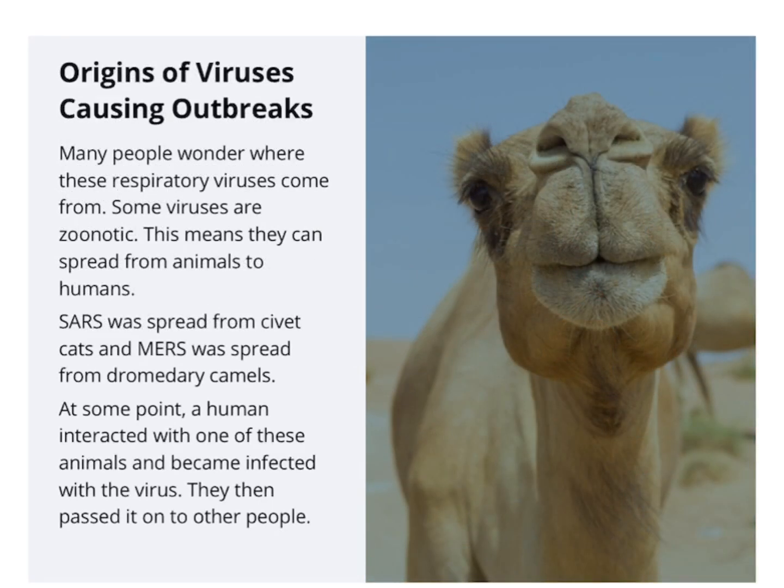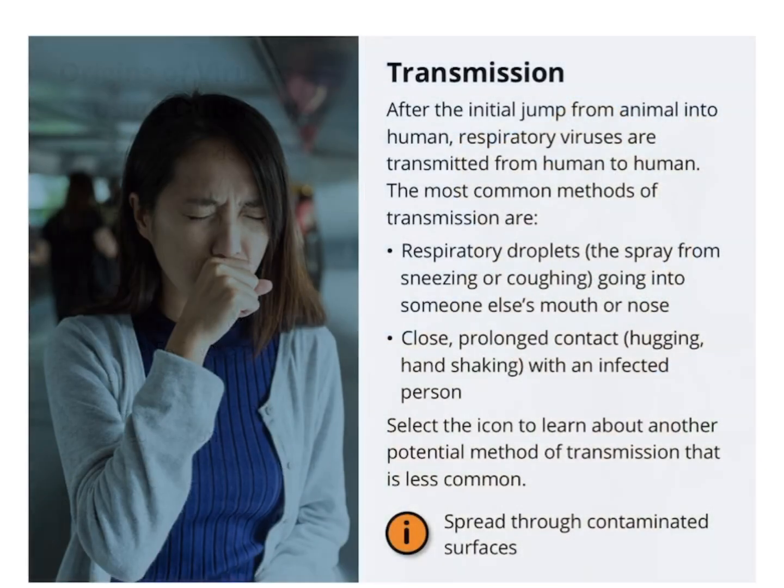Many people wonder where these respiratory viruses come from. Some viruses are zoonotic. This means they can spread from animals to humans. SARS was spread from civet cats, and MERS was spread from dromedary camels. At some point, a human interacted with one of these animals and became infected with the virus. They then passed it on to other people. After the initial jump from animal into human, respiratory viruses are transmitted from human to human.